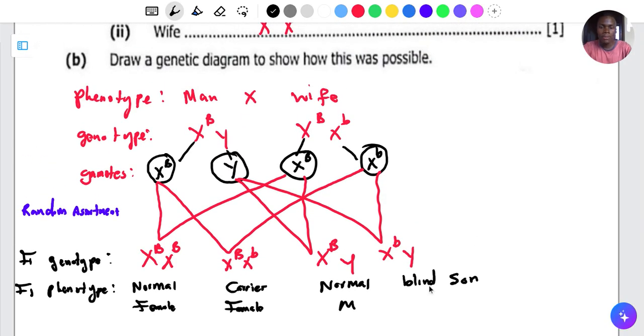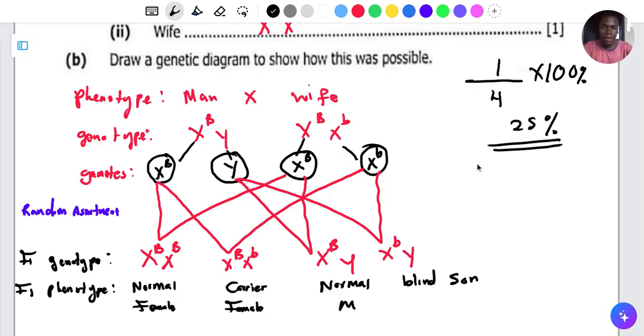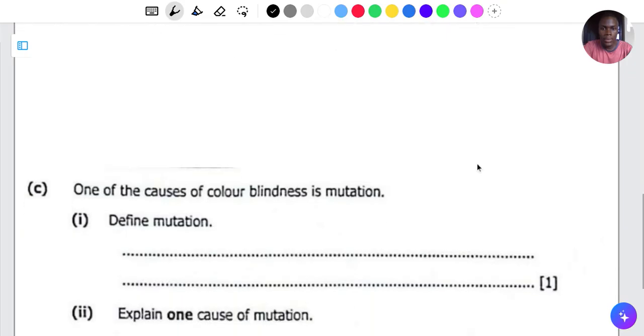We can also find the probability, because we are looking at the possibilities here. If the question was saying find the chances, you need also to find the probability. Now let me show how to find the probability of this family having a blind son. We have one child who is blind, then the total number of offspring here is 4. Then you multiply by 100%. What is going to be the answer? We are going to have 25%. So this is the chance of this family to have a son or a child who is color blind, which is 25%. So let's see the last questions.